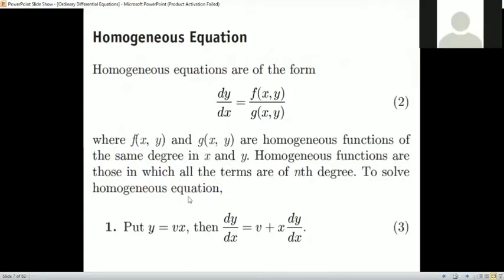So to solve the homogeneous equation, how to solve the equations? We have to put y is equal to Vx. Remember the method.